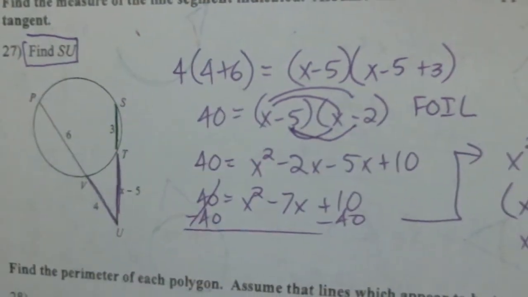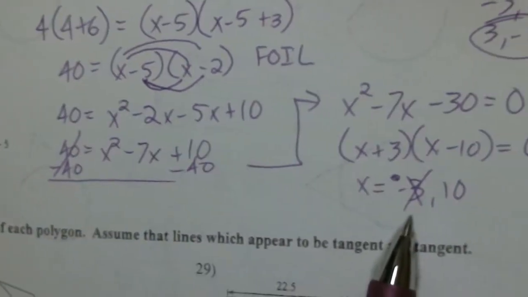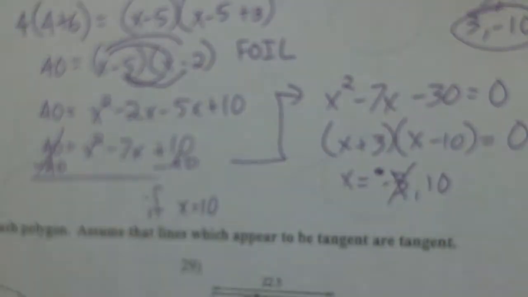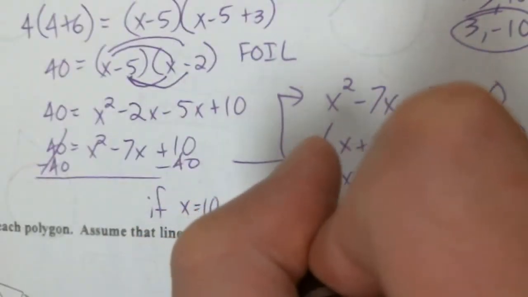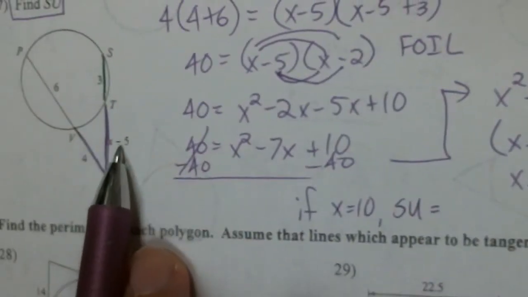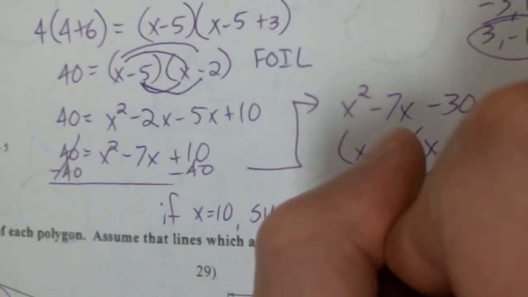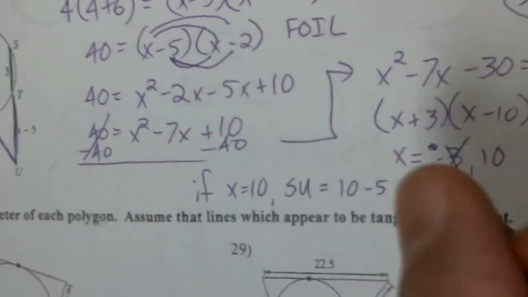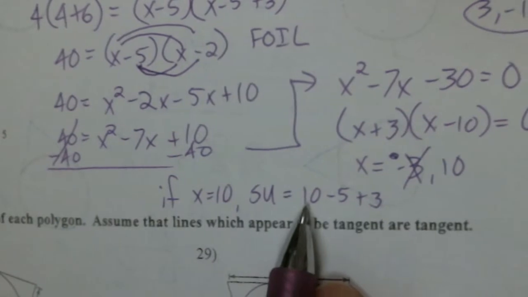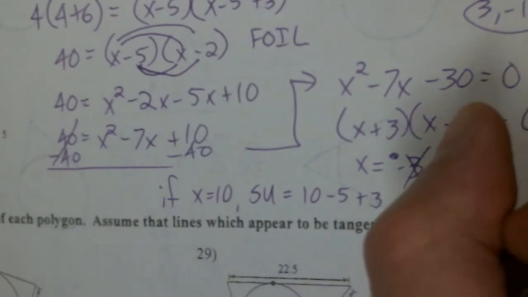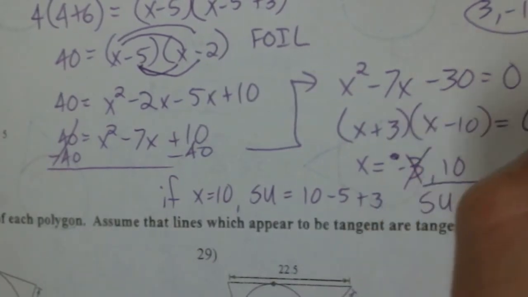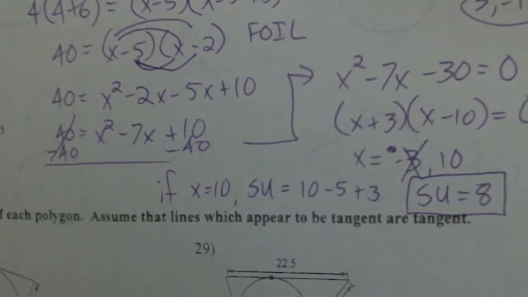Okay, so when I go back and plug all this back in, I'll say if x equals 10, then SU will be 10 minus 5 plus the 3. Okay, 10 minus 5 is 5 plus 3, so SU is actually equal to 8. Please don't miss that tomorrow, guys. Look at what they're asking you to find.